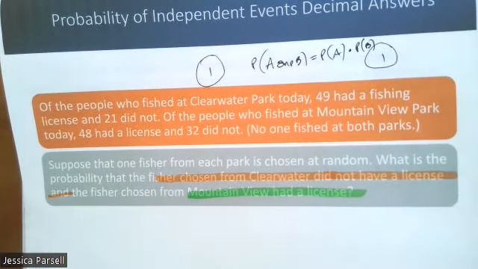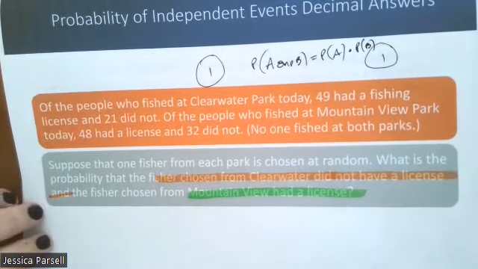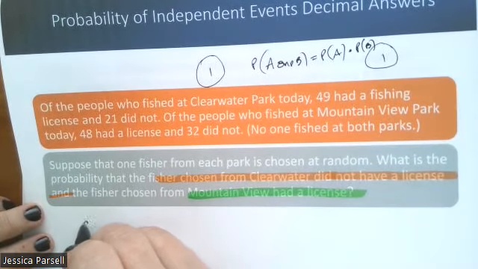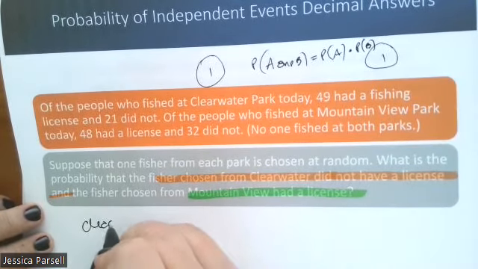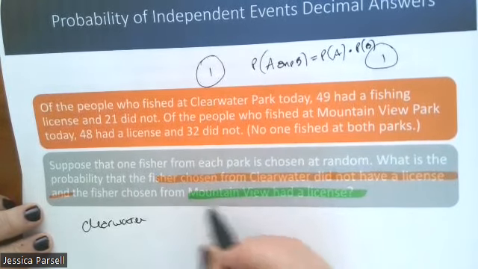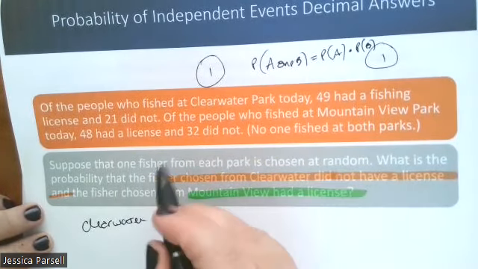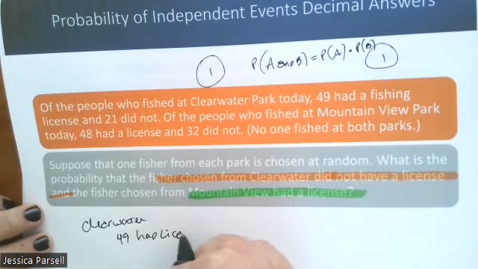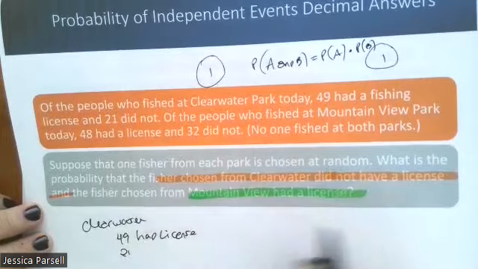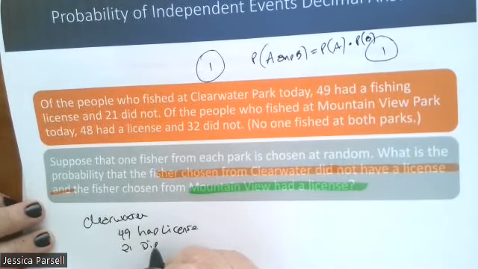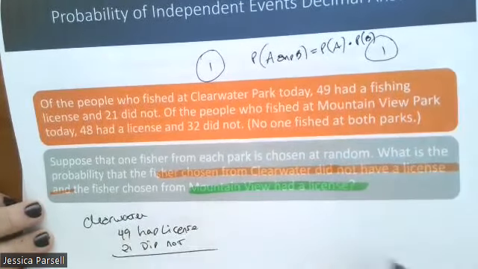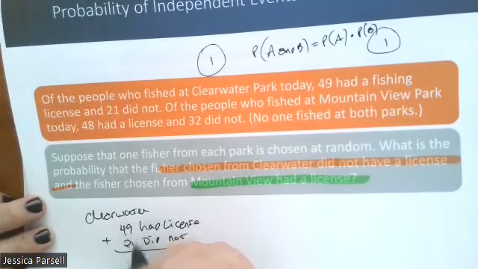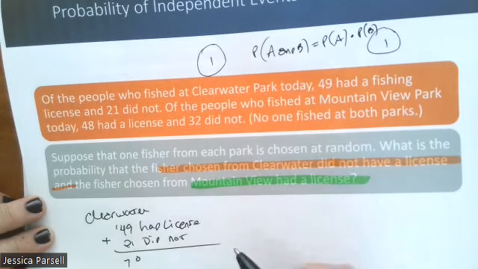Okay, so let's do some math here. We know that at Clearwater, 49 had a fishing license, 21 did not. Let's get the total of fishermen. So that's 49 plus 21, which is 70. So we have 70 people fishing at Clearwater.